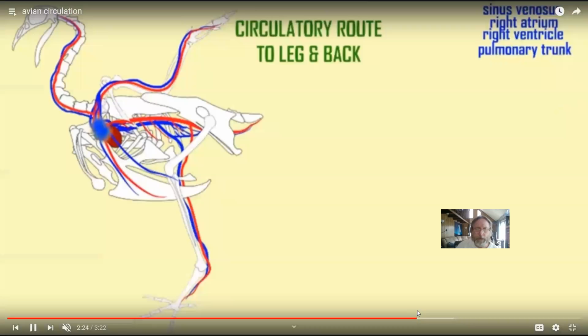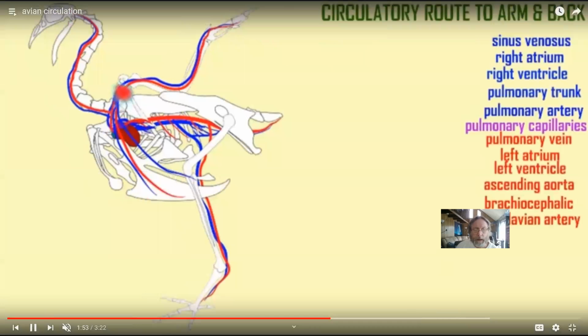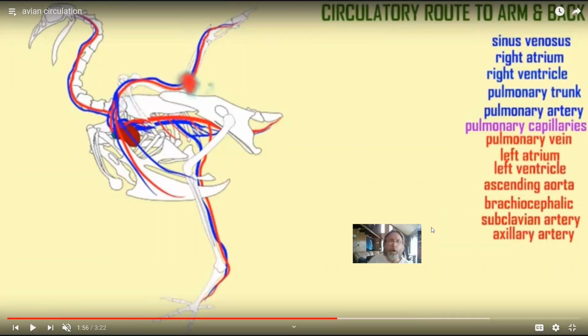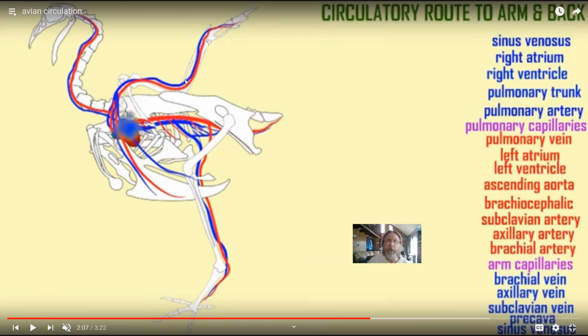And so the subclavian artery will then go to the axillary artery, to brachial arteries, and then there are various arteries and capillaries in the arm. Then the deoxygenated blood will return: a brachial vein, an axillary vein, a subclavian vein. The two anterior vena cava, one on either side, empty into the sinus venosus.